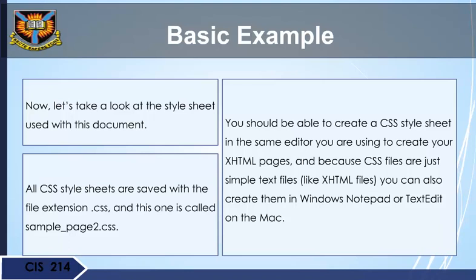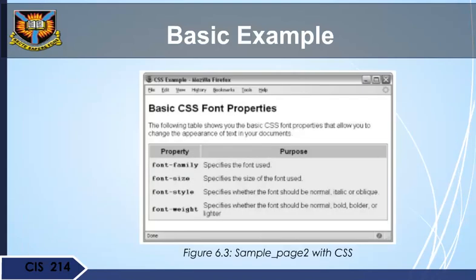All CSS style sheets are saved with the file extension CSS, and this one is called Sample Page 2 CSS. You should be able to create a CSS style sheet in the same editor you are using to create your XHTML pages, and because CSS files are just simple text files like XHTML files, you can also create them in Windows Notepad or TextEdit on the Mac. Figure 6.3 Sample Page 2 with CSS.